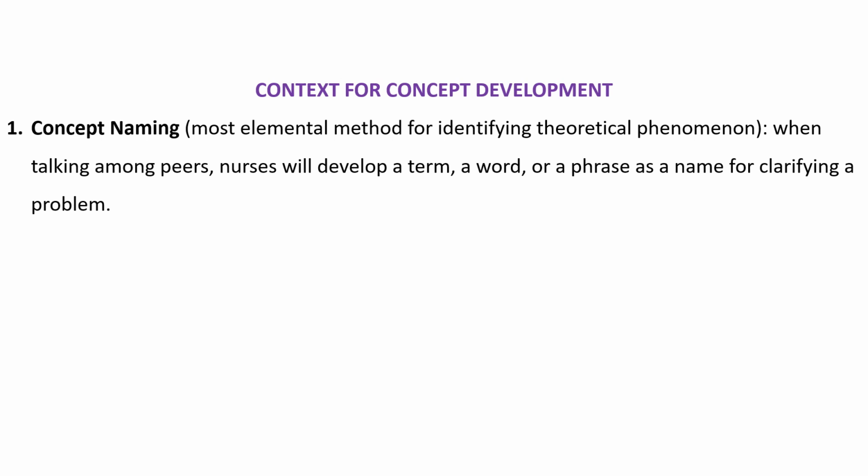Context for concept development. First, when we are understanding a concept, when a nurse is working in the clinicals, she may come across certain phenomena and she will first be naming the concept. The first context for concept development is concept naming. This is the most elemental method for identifying theoretical phenomena. When talking among peers, nurses will develop a term, a word, or a phrase as a name for clarifying a problem. So that is concept naming.